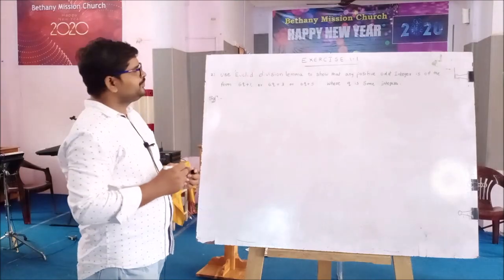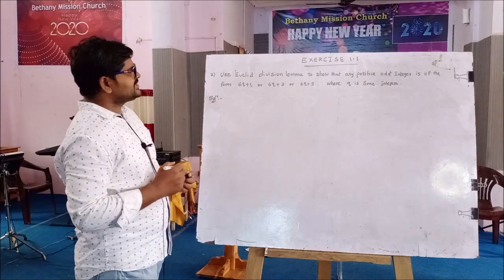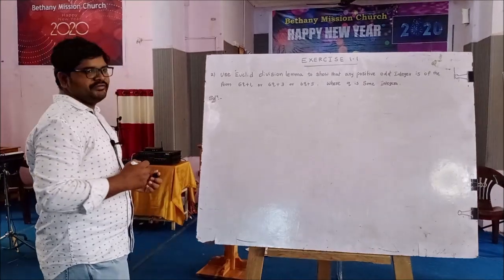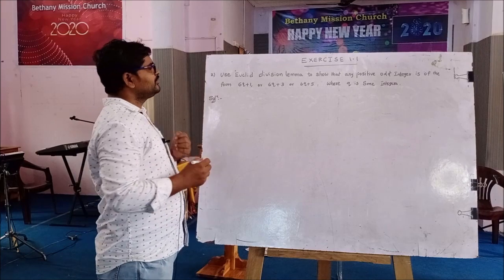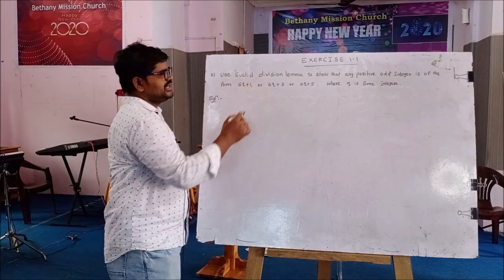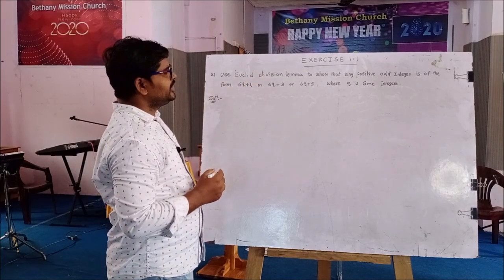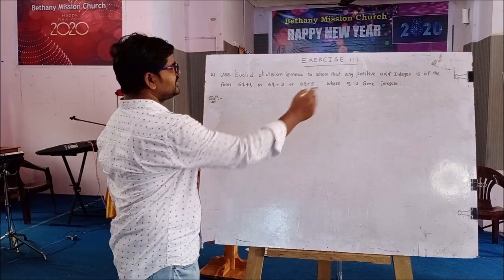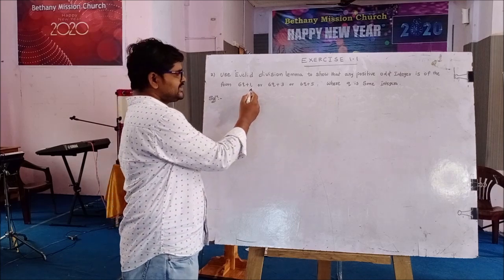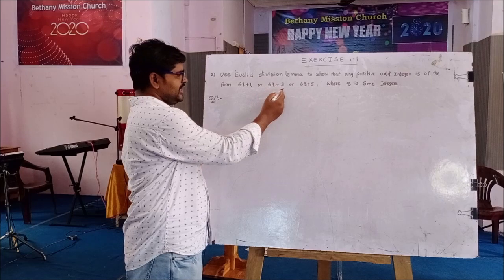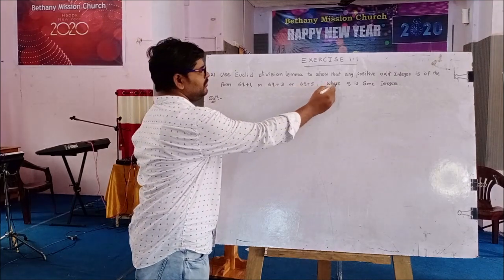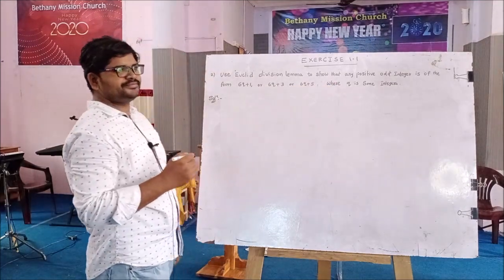Good morning, students. Today our class is Euclid division lemma, exercise 1.1. Use Euclid division lemma to show that any positive odd integer is of the form 6q plus 1 or 6q plus 3 or 6q plus 5, where q is some integer.